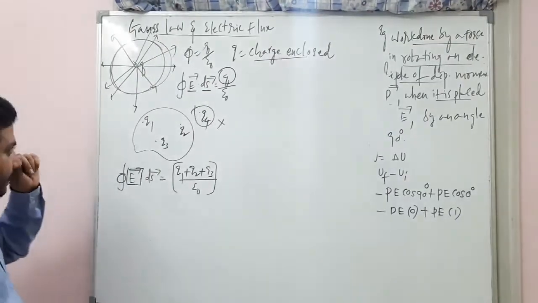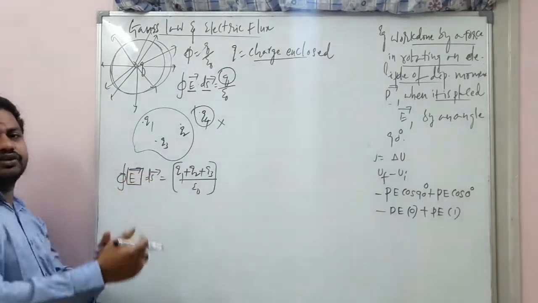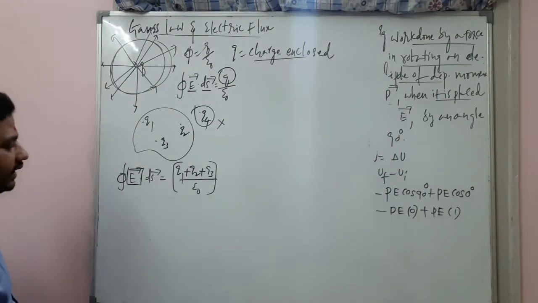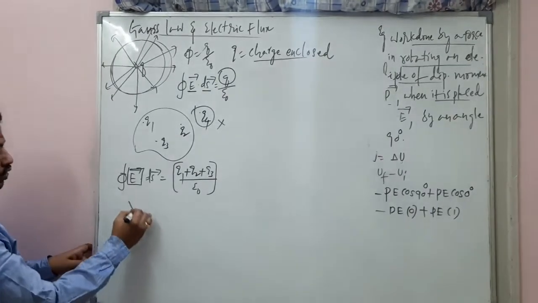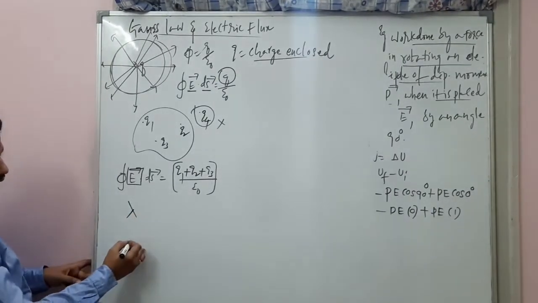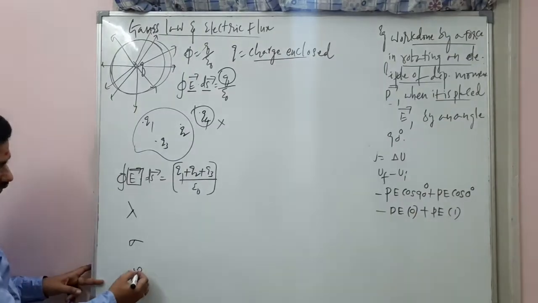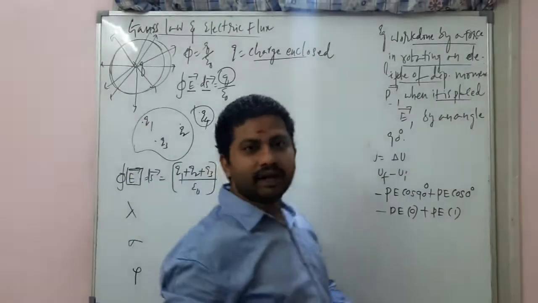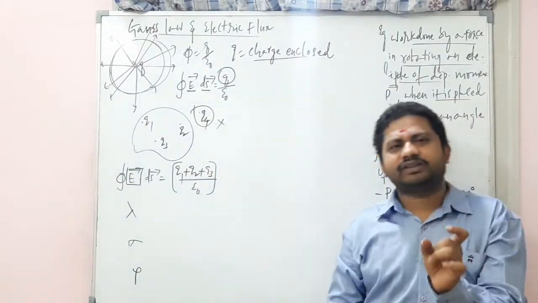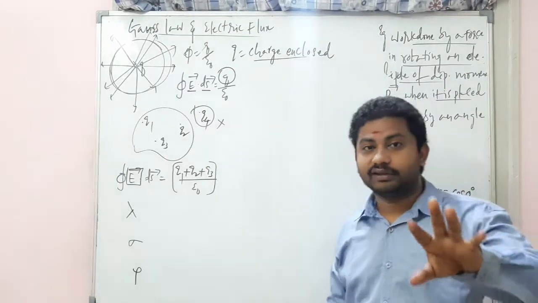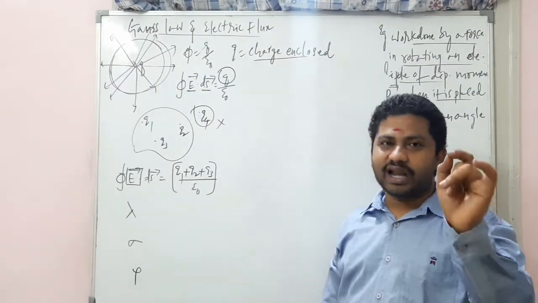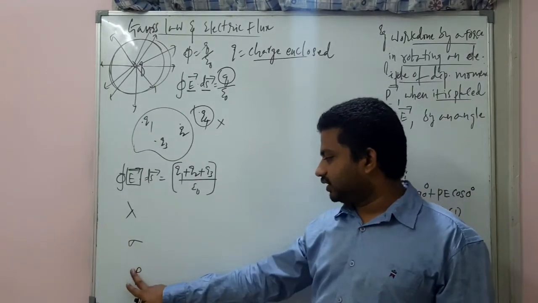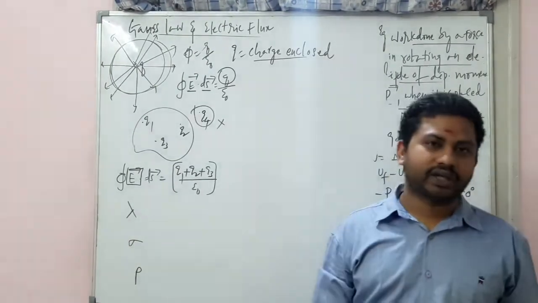Okay. Before we go to the applications of the Gauss law, listen carefully. I am writing three important things here. One is lambda, another one is sigma, another one is rho. So what is lambda here? Can anybody write what is lambda? I just want the name. What is the physical quantity lambda? Don't write wavelength. What is sigma here in this chapter? And what is rho here?